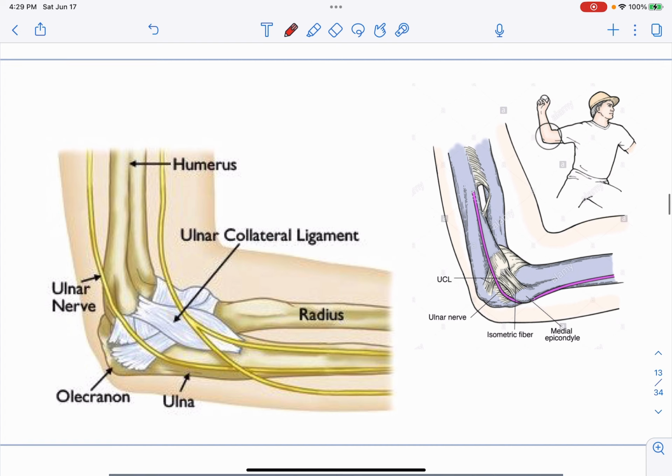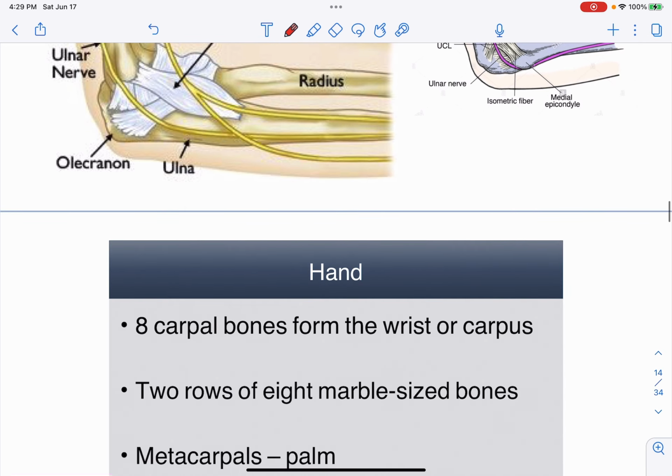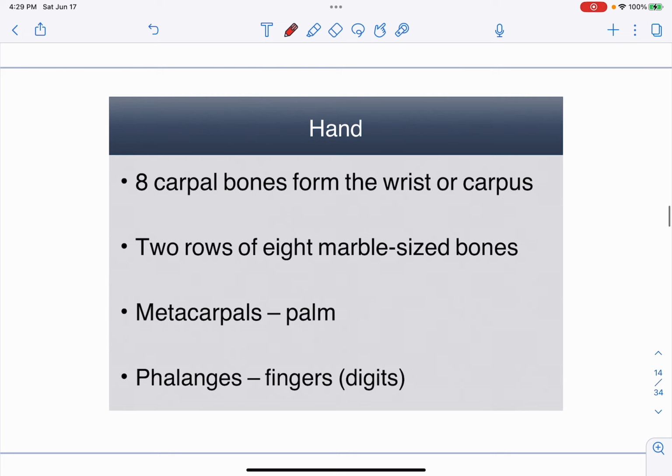I'm not actually going to go over the ligaments of the elbow. Sometimes I talk about the ulnar collateral ligament that is sometimes injured in baseball pitchers with extensive motion, but I think I'm going to leave this out for the sake of time and move on, because we still have all of the bones of the wrists and the digits to go over.